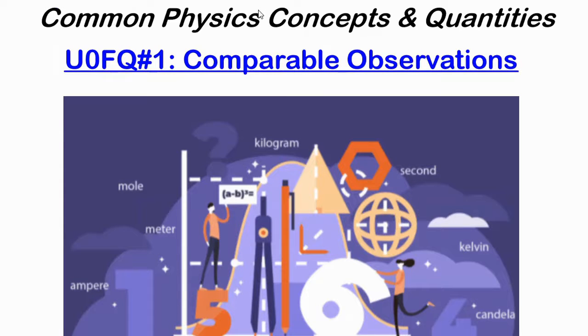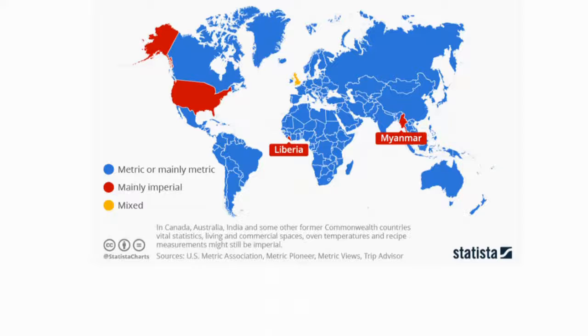Hi Wildcats. This is an overview of Unit 0, Focus Question 1, where we're looking at common physics concepts and quantities. Specifically in this video, I wanted to talk about how we in science make sure that the results that we're making are comparable. So let's just jump right in.